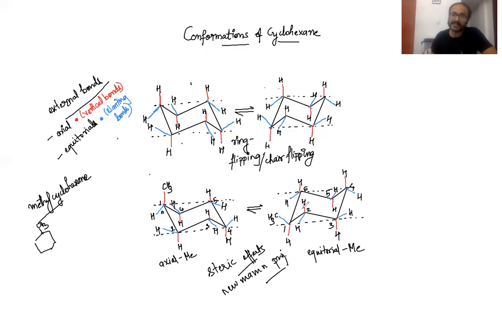And there is a stability difference. Now, which is more stable? I'll just say right now, the equatorial is more stable than the axial one. So if you now draw the equilibrium, it would be something like this. The equilibrium would be more in favor of the equatorial form and less in favor of the axial form.